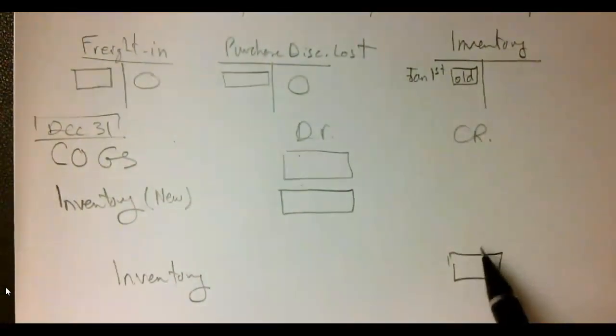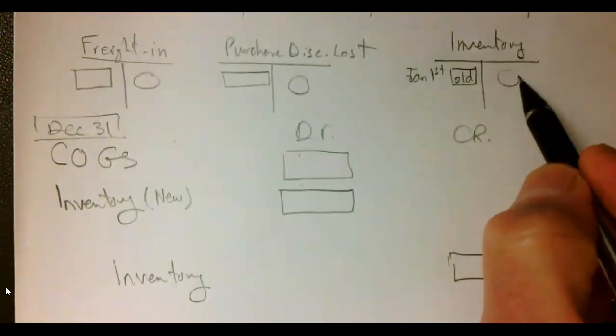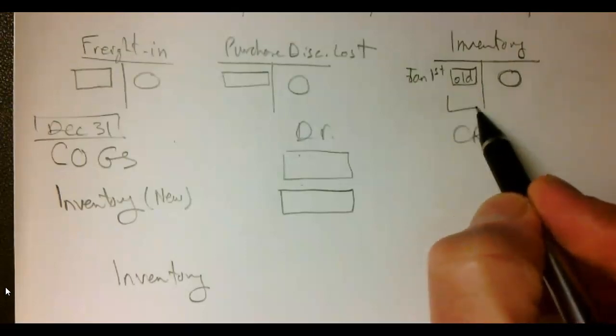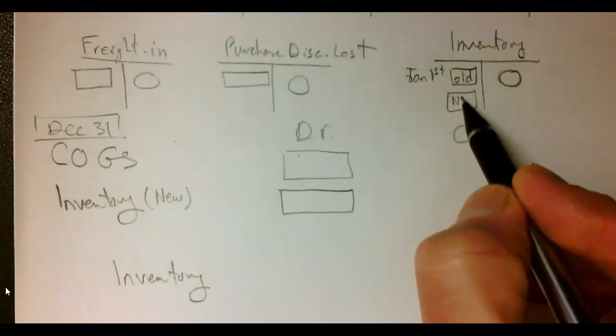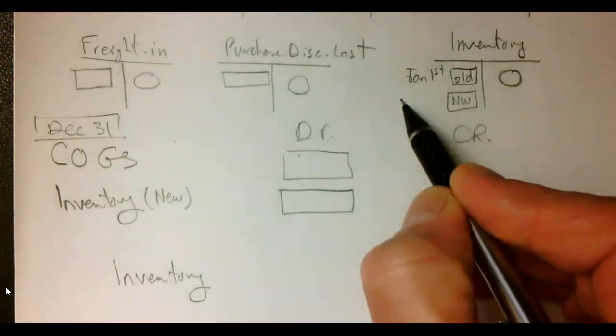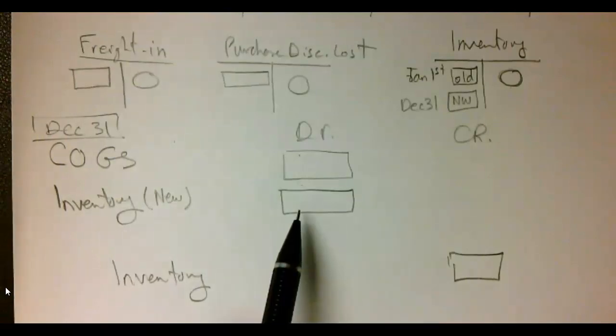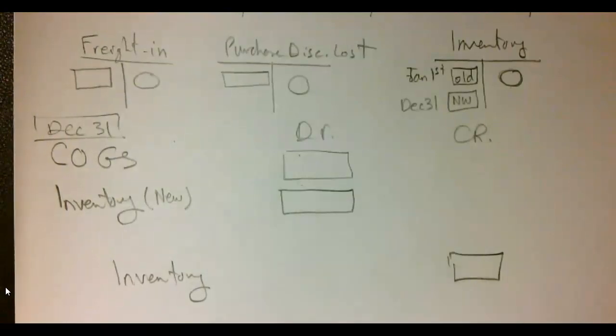That old inventory needs to be credited to be closed. You see that you credit that inventory, and then you update new inventory. December 31st inventory, you have to debit that, and you have to credit the old inventory.